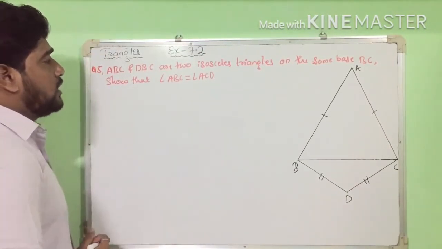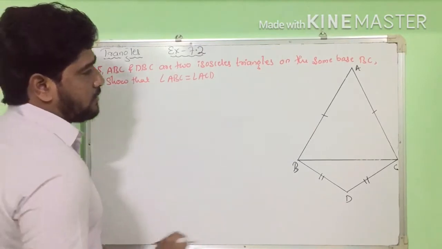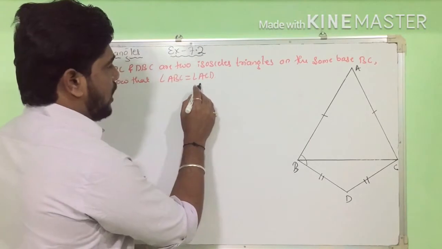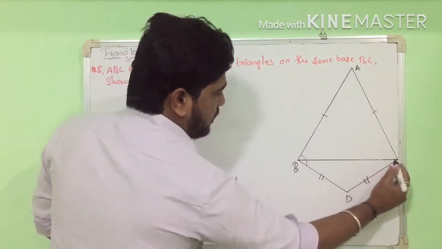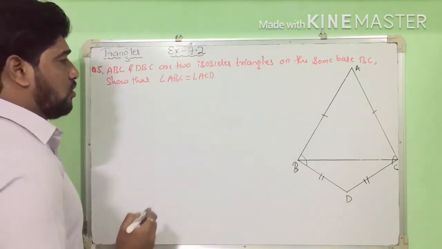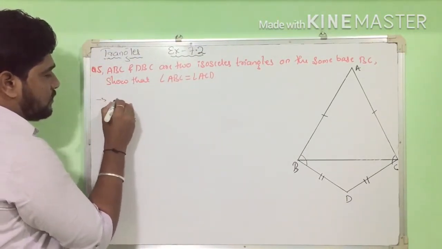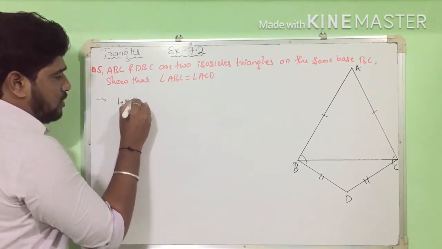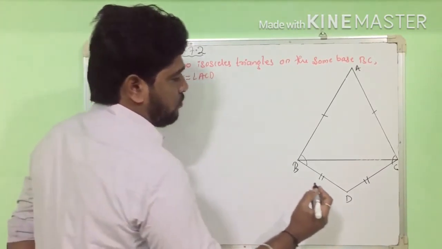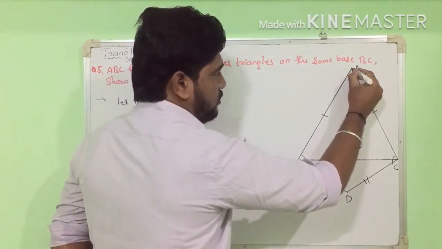Right? Show that angle ABC, so this angle, is equal to angle ACD. So we want to show these two angles are equal. Let me solve here. So let us join AD. So here we want to join AD. So I will join here.